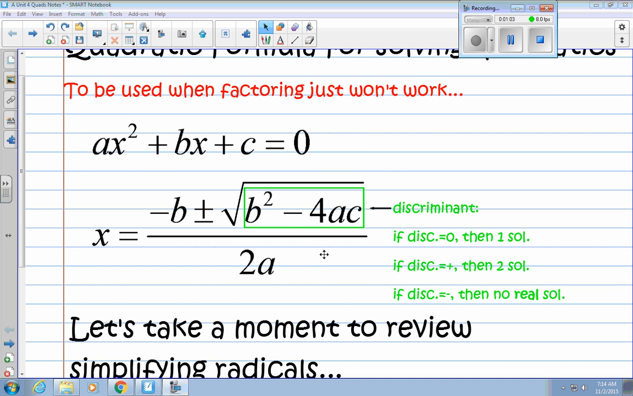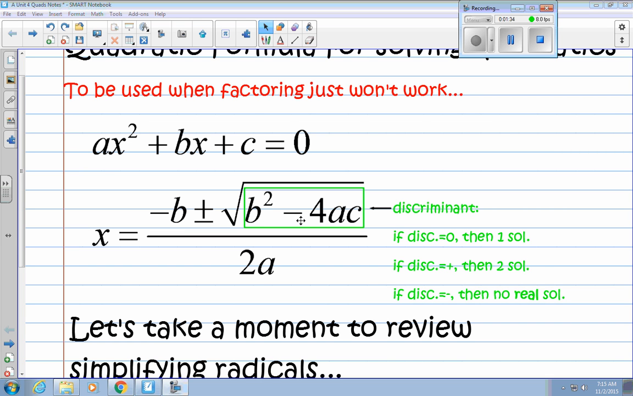The interesting point that I want to bring up is that the area under your radical, the b squared minus 4ac, is an important part of the quadratic formula. It's called the discriminant, and it gives you important information about the number of solutions that you can get. If your discriminant is equal to 0, then you're going to have only one solution, because whether you add or subtract 0, you will get the same answer. So you will only have one solution.